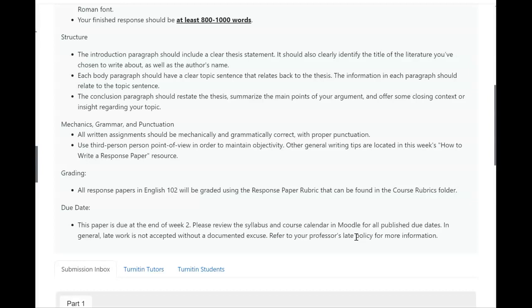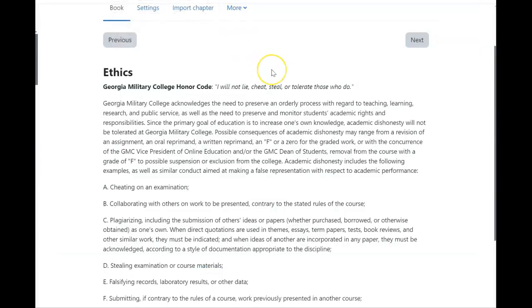All right, and one other thing that I wanted to share with you as we get started: writing is not an easy task, and sometimes students get stressed, and sometimes they run into trouble and a time crunch, and end up making some bad choices, and I don't want you to do that. So I just want to remind you of the ethics code we have here at Georgia Military College: I will not lie, cheat, steal, or tolerate those who do.